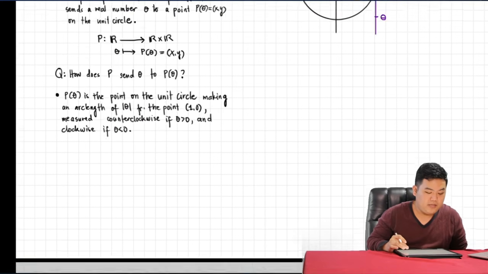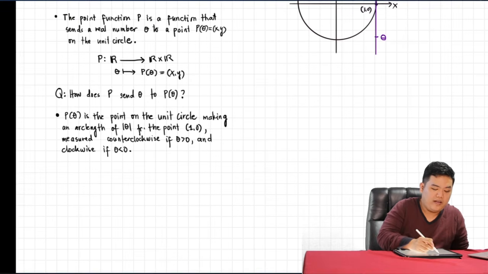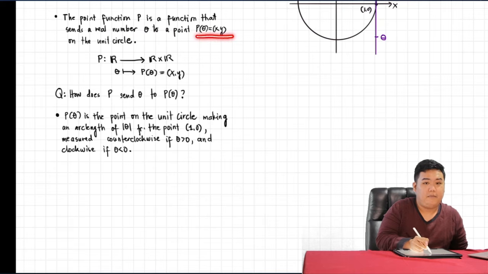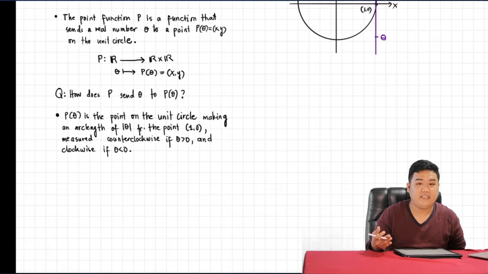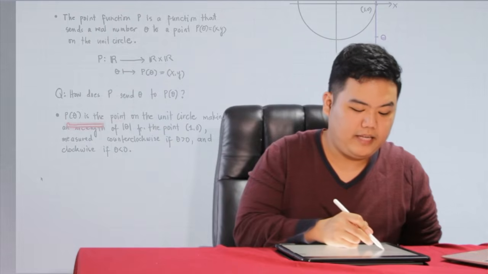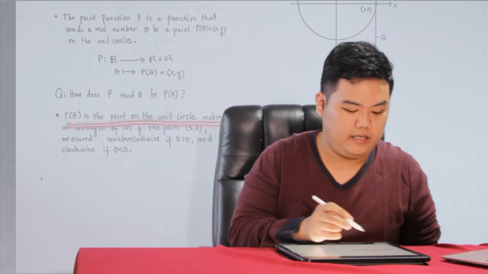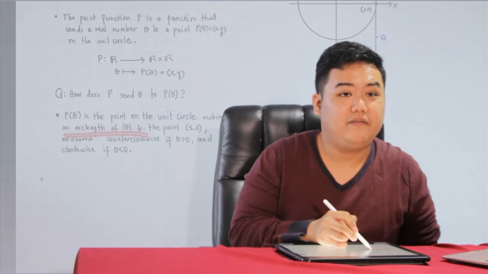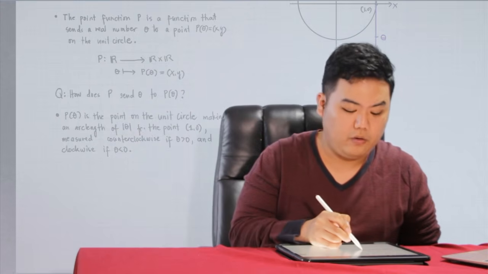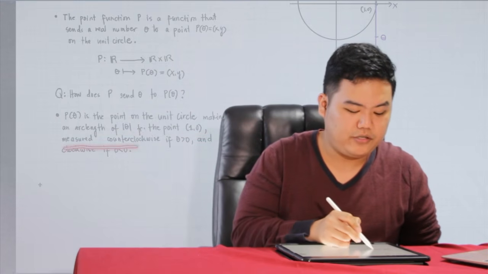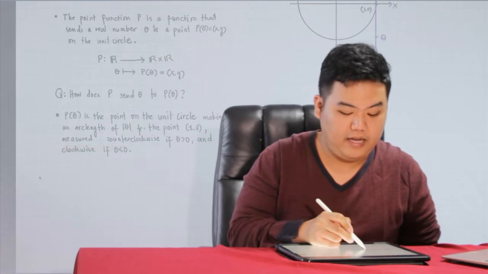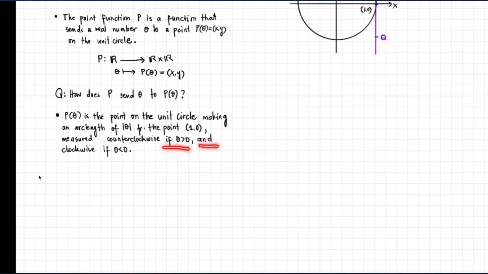So, yung point function is just a function that sends a real number theta to a point P of theta on the unit circle. And kung paano siya nagsisend ng theta to P of theta, ito yung rule. So, P of theta is a point on the unit circle making an arc length of absolute value of theta from (1, 0) measured counterclockwise if theta is positive and clockwise if theta is negative.